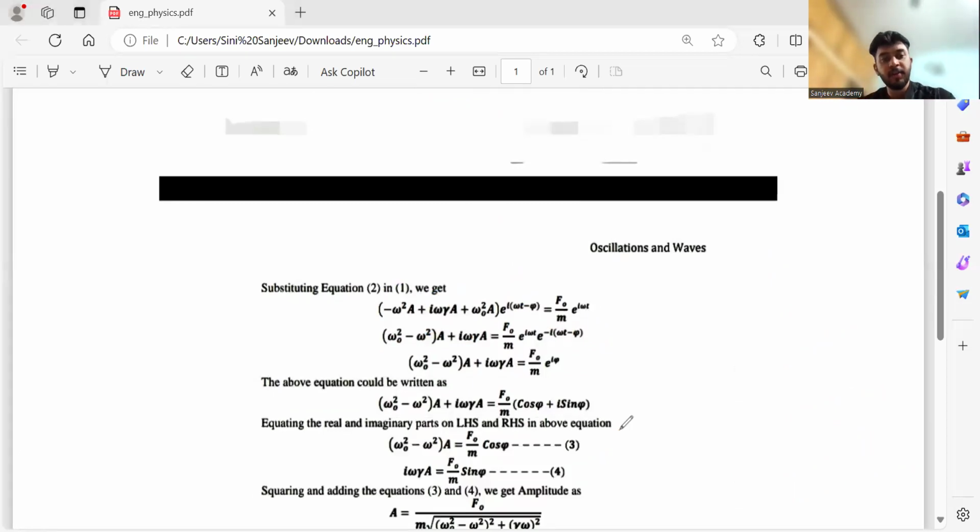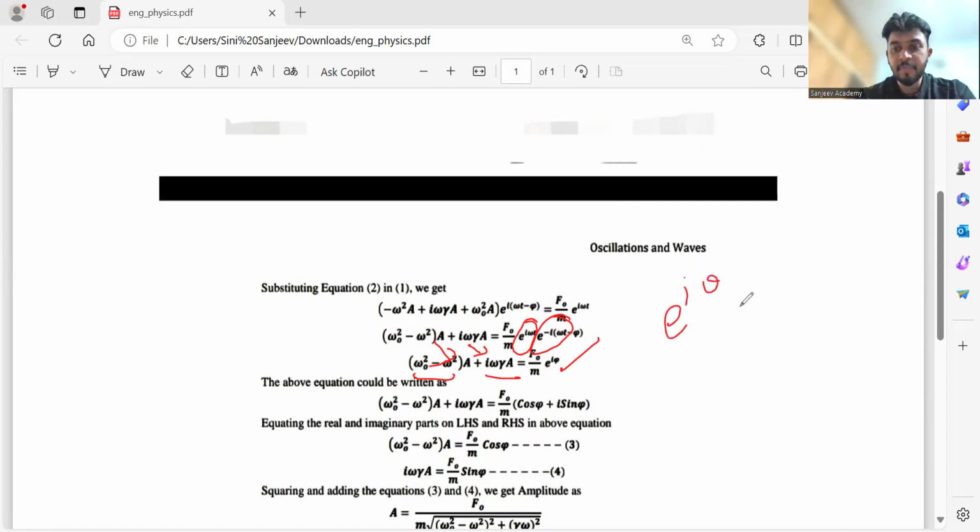Simple steps only. It is not at all difficult. Then (omega naught square minus omega square) A, i omega. This same thing I'm going to write here also. Only thing is, here what will happen? This i omega t is plus i omega t, and this is minus i omega t. So it will become e power 0, and minus minus plus, e power i phi I'll be getting. That's all.